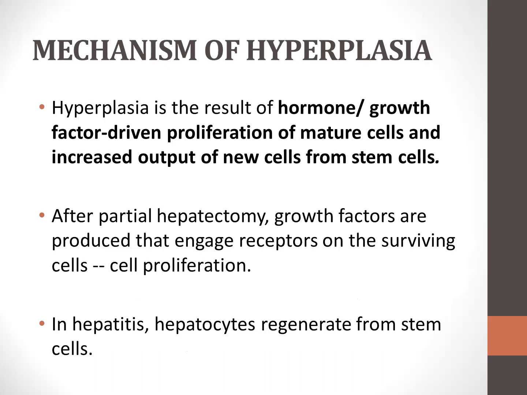What is the underlying mechanism of hyperplasia? It is because of hormone or growth factor driven proliferation of mature cells, leading to increased output of new cells, and also from the stem cells which produce more and more new cells. Like we discussed before, labile cells and stable cells can undergo hyperplasia. Stable cells can only undergo hyperplasia in certain situations. After partial resection of the liver, growth factors are produced that engage receptors on the surviving hepatocytes, and they lead to proliferation of new liver cells.